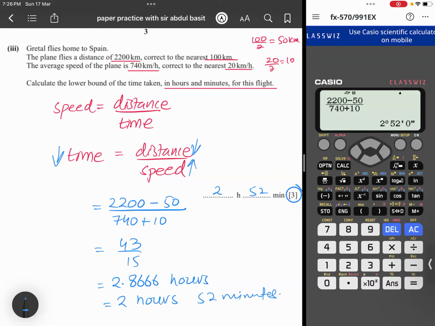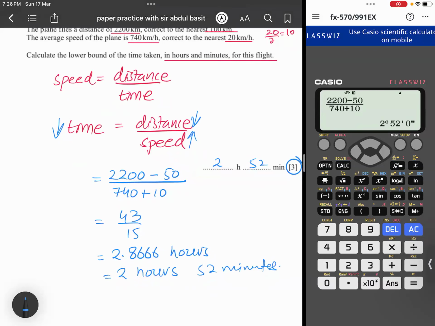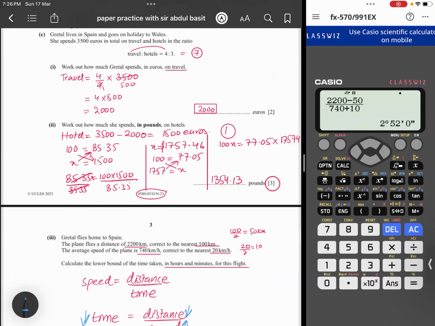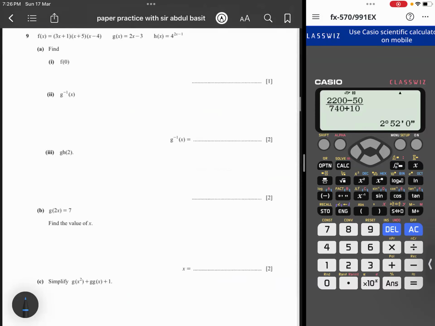Understood, everybody, or not? Yes or no? Yes, sir. Okay, so that's done with the everyday math question. Okay, let's proceed one by one now.